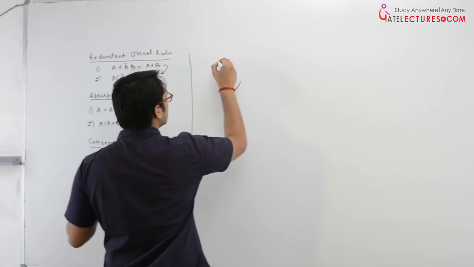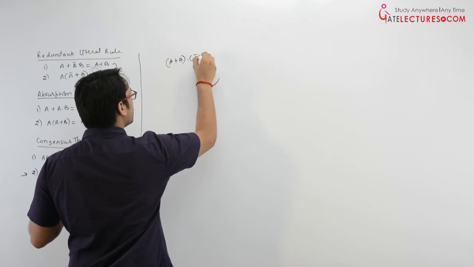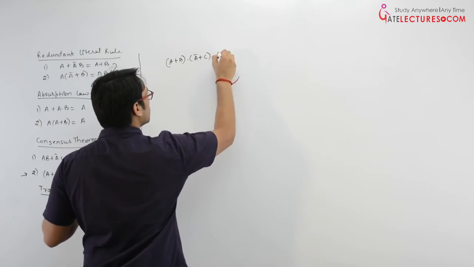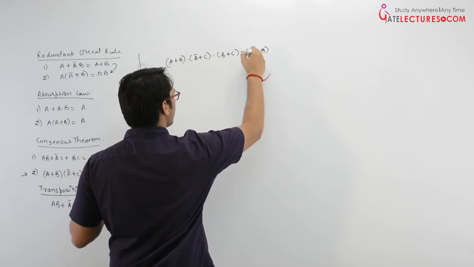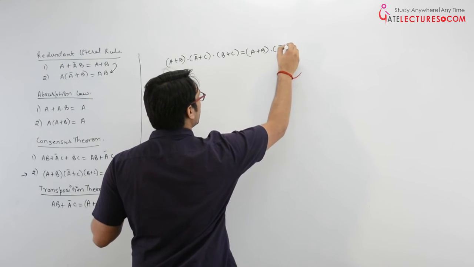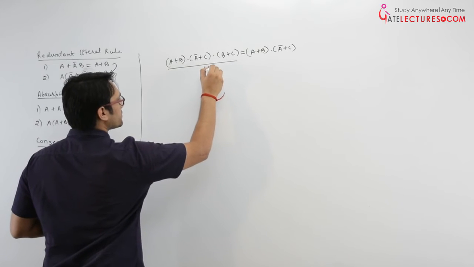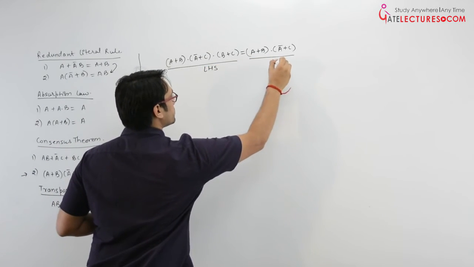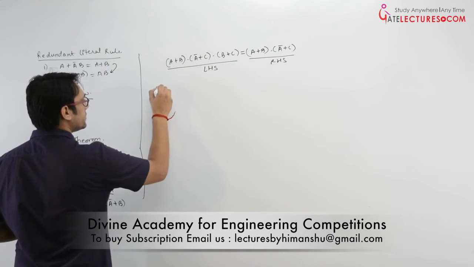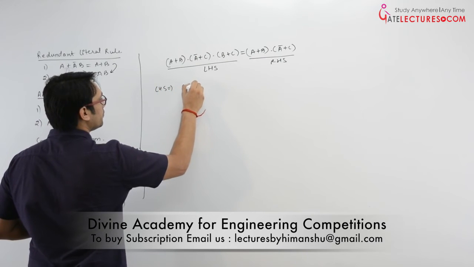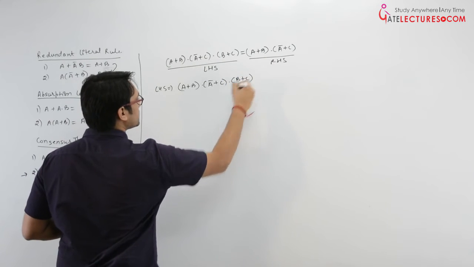So it says (A + B)·(A' + C)·(B + C) is equal to (A + B)·(A' + C), right? So this is the left hand side, and this is the right hand side. Let us try to make the left hand side equal to the right hand side. So LHS is (A + B)·(A' + C)·(B + C).